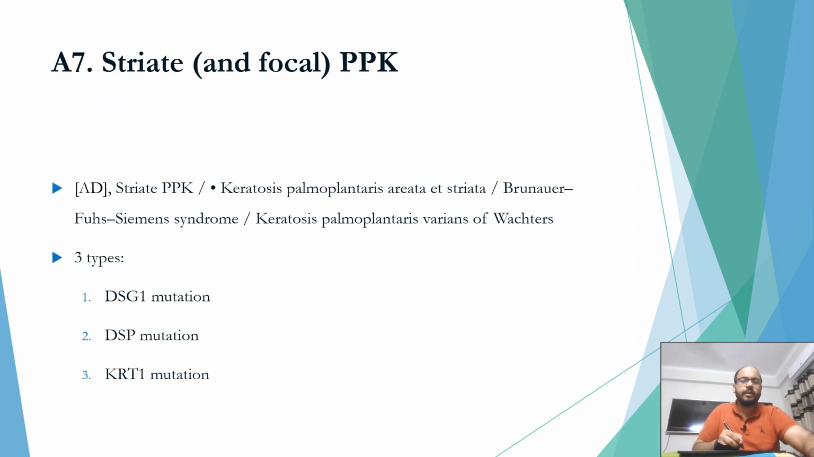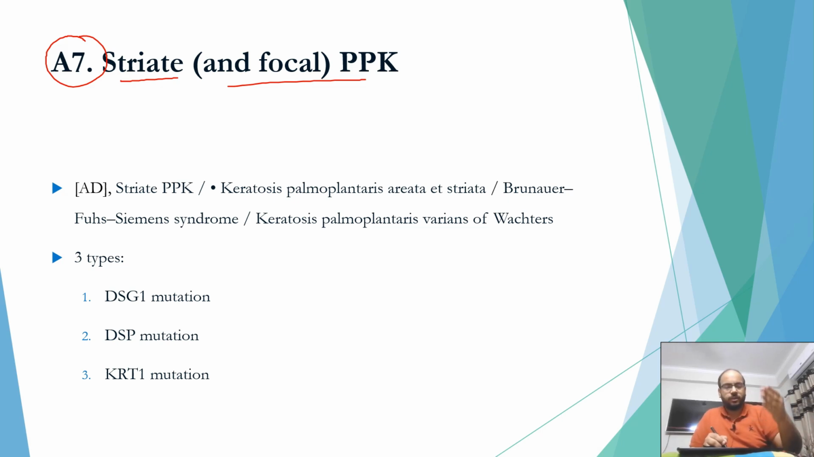Now, the seventh entity is striate, also known as focal palmoplantar keratoderma. With this striate group of disorders, from striate onwards, we'll be discussing focal palmoplantar keratoderma. The first six disorders that we have discussed so far are diffuse. Now, we'll discuss focal. That means localized.